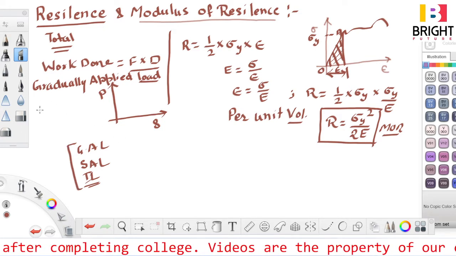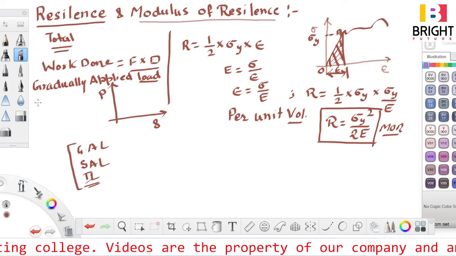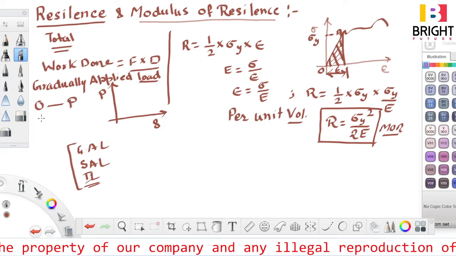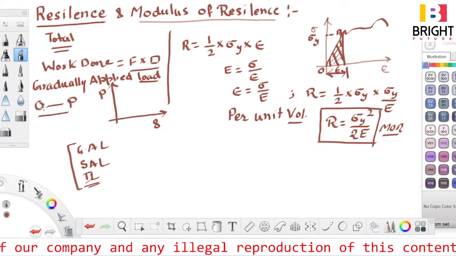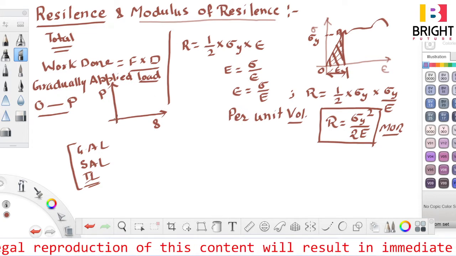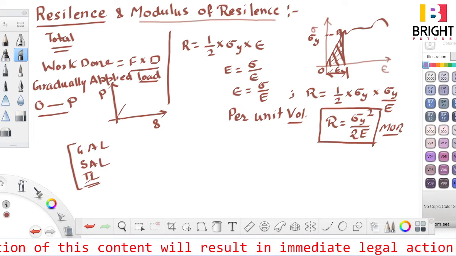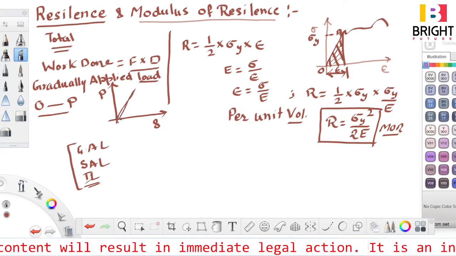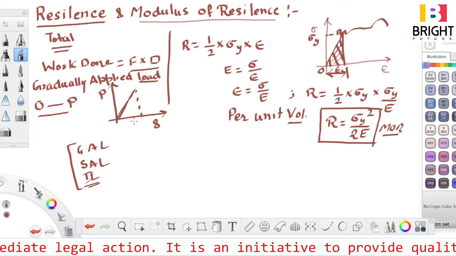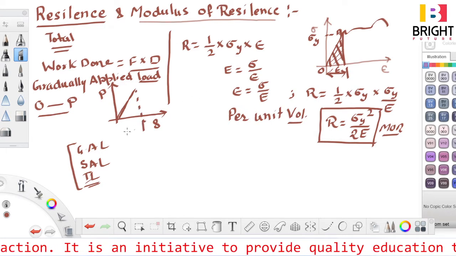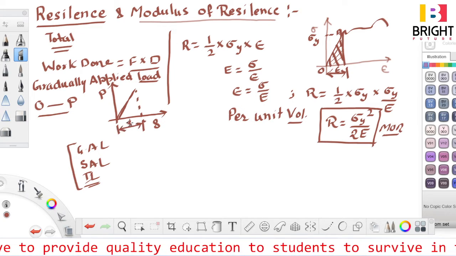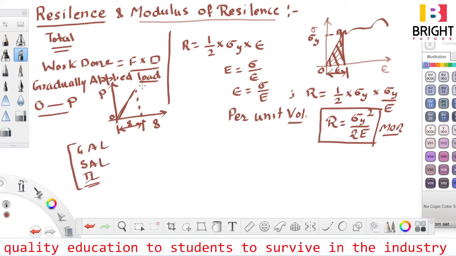Gradually applied load is a load which is applied gradually, that is from 0 to P, applied gradually from 0, then 0.1, then 0.2, then 0.3 up to P. That is gradually applied load. So the load applied curve will look like this. This is the load applied and the resultant deflection, which is equal to this. Let this be equal to del. This is the deflection. Load varies from 0 to P.